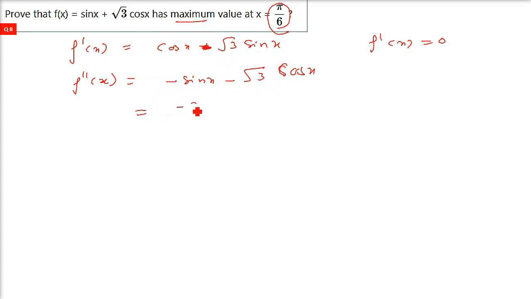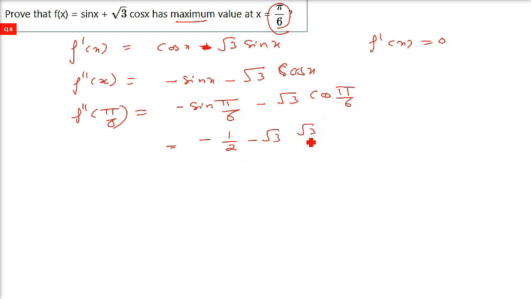Once we replace it by pi by 6, we will like to know whether the sign is negative or positive. If it comes as negative, it will be maximum. So let us see. Minus sin pi by 6 minus root 3 cos pi by 6. Pi by 6 is simply 30 degrees. Sin 30 degrees, and here cos 30 degrees. And these values are quite known to you. Sin 30 degrees is half. Cos 30 degrees is root 3 by 2.